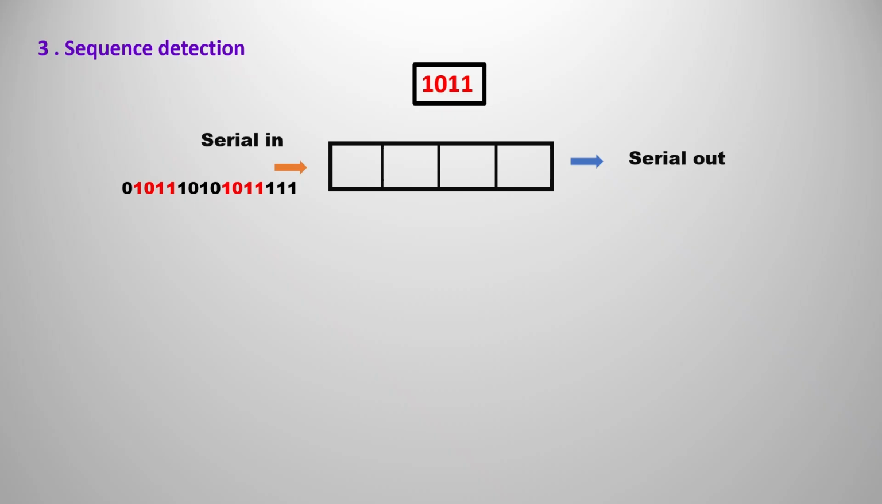The next application is sequence detection. Assume we have a serial input in a format like 01011. We have some sequence that is sent to the 4-bit shift register, and we are going to find out whether the sequence 1011 is present in that random sequence or not. We are going to find out how many times we get 1011 in the random sequence. This can be achieved with the help of sequence detection by shift register. Let's see how to do that.